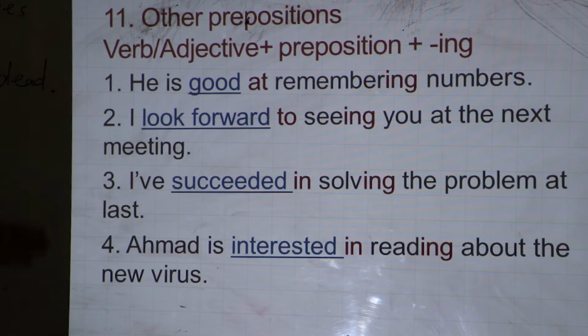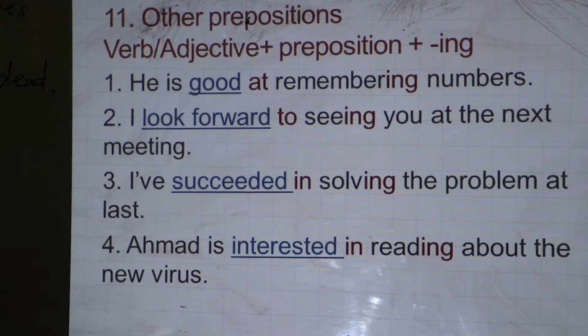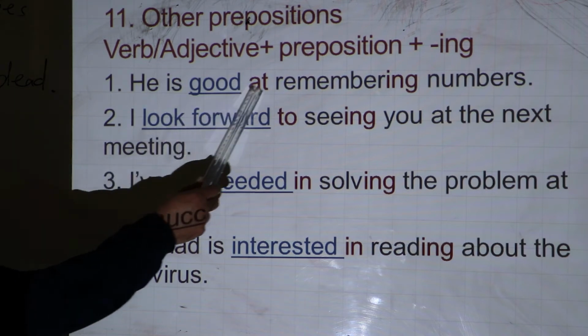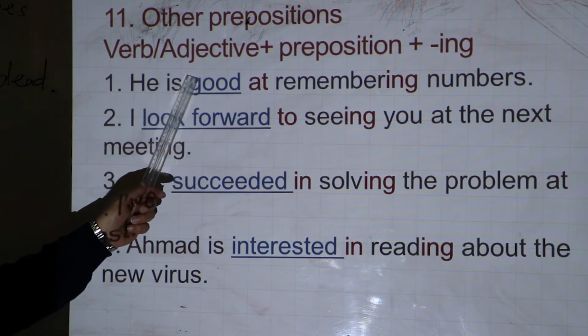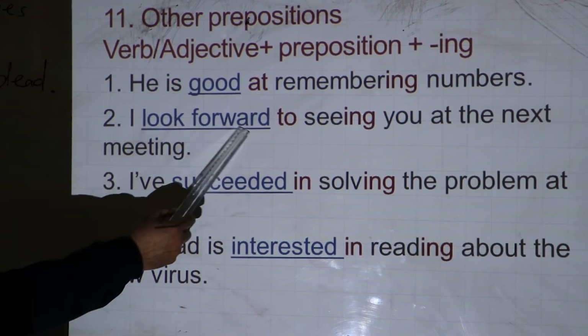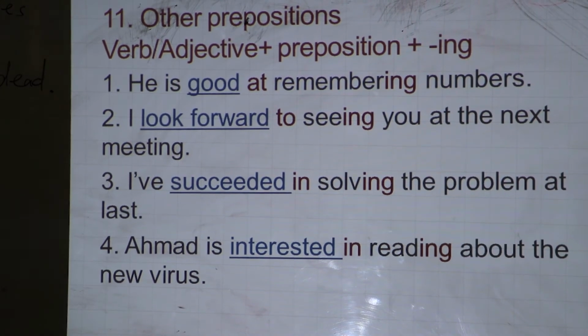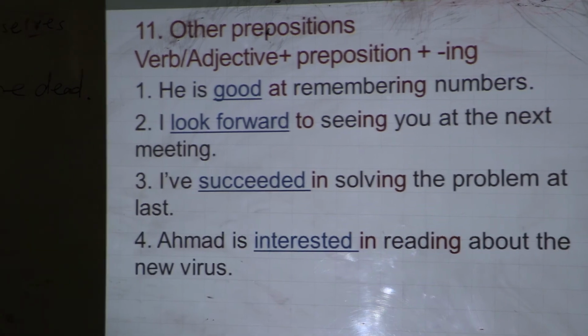Okay? Now, if you look at these four sentences, each one has an adjective or a verb, and it is followed by a preposition and the ing form of a verb. If you look at number one, good here is an adjective. It is followed by the preposition at and the ing form. The second sentence, I look forward to seeing, look forward is a verb. Look forward to. This is the preposition, and this is the ing form, seeing.